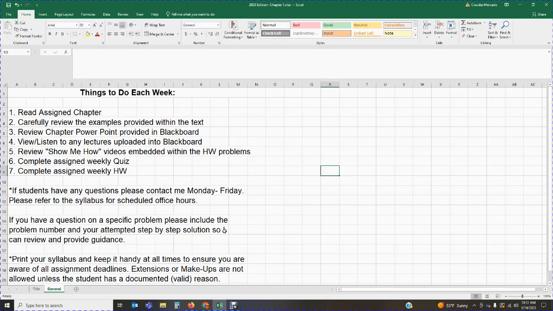Please make sure to print your syllabus and keep it handy at all times to ensure you are aware of all of the deadlines. The syllabus clearly outlines the assignments that you're going to have every week, the chapter that we're going to cover, and the due dates. So there is no excuse for you not to know what is due. I don't want to hear the "I didn't know" excuse, because that is not a valid excuse. The information is in your syllabus and it's in Blackboard in your weekly module.